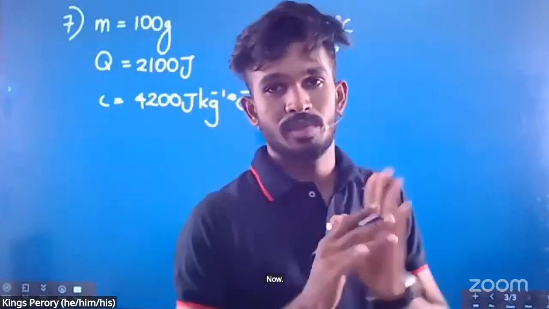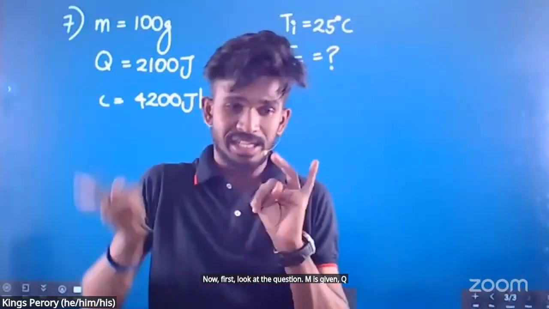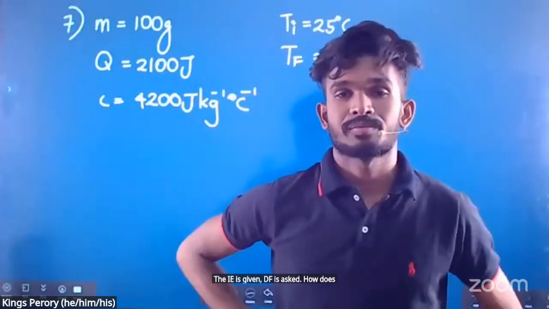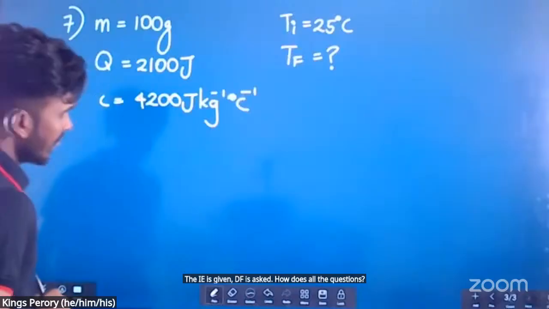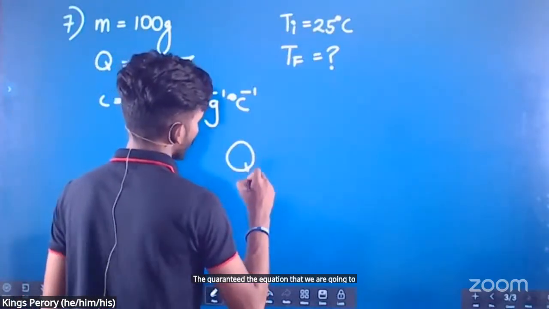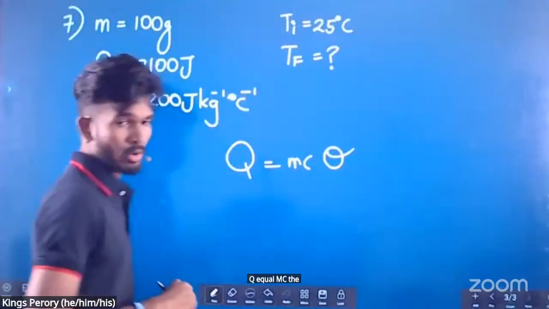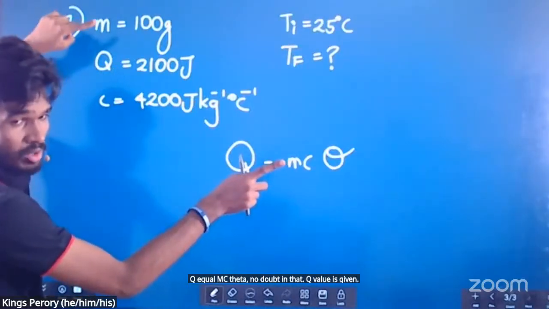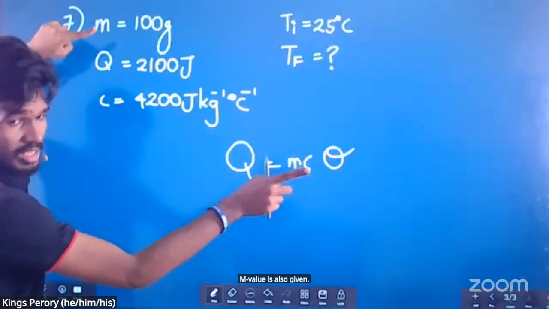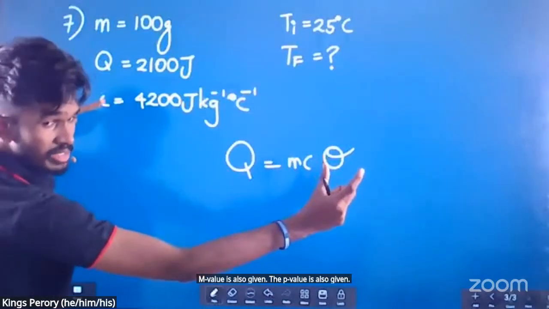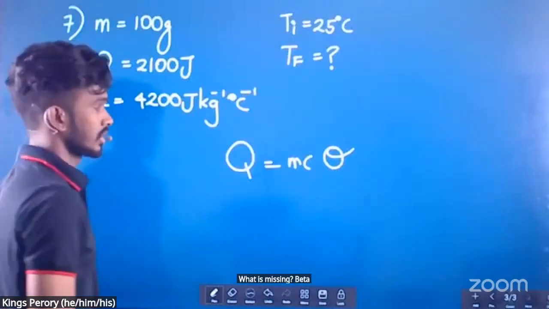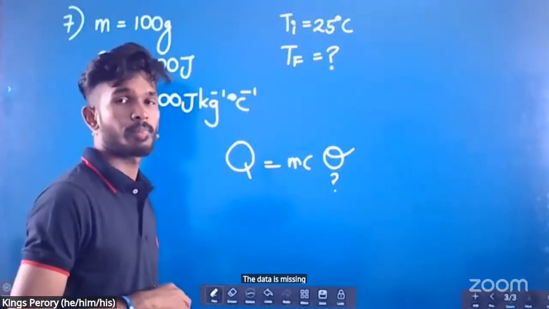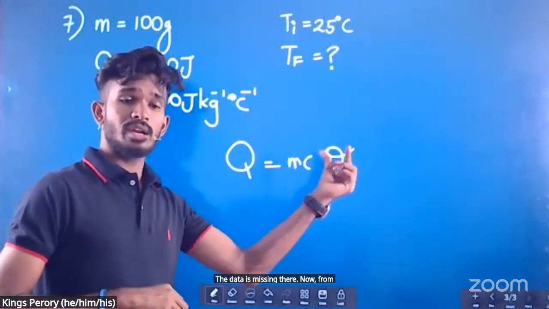First look at the question. M is given, Q is given, C is given, Ti is given, Tf is asked. How to solve it? The equation we are going to use is Q equals mc theta, no doubt in that. Q, M and C are given, but theta is missing. From this equation, I can find theta.